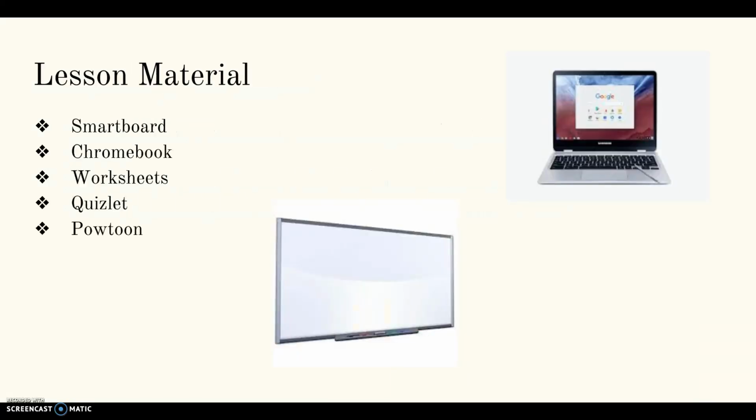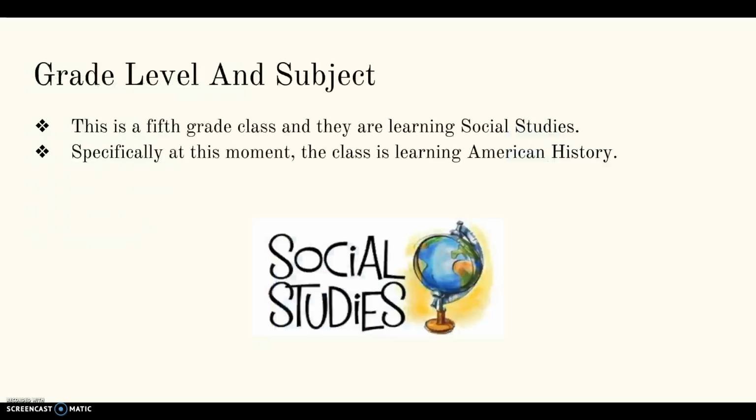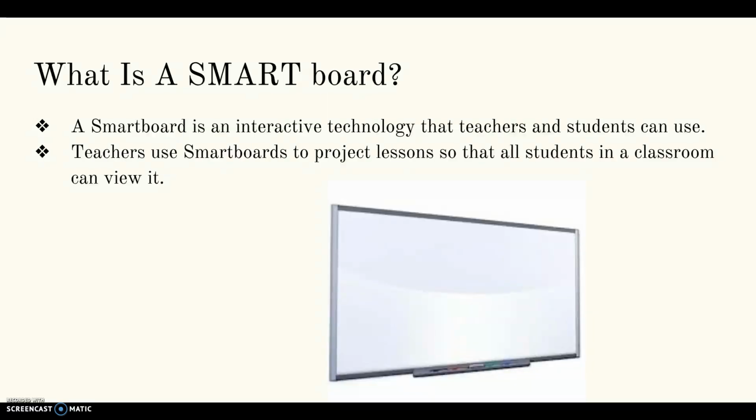So the lesson material for this lesson is Smartboard, a Chromebook, some worksheets, a Quizlet, and a Powtoon. The grade level in the subject is 5th grade, and obviously it is social studies. So before we get into the lesson, we have to talk about each component of the technology.